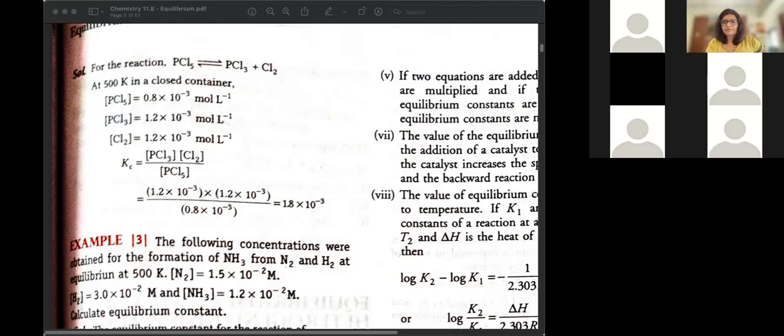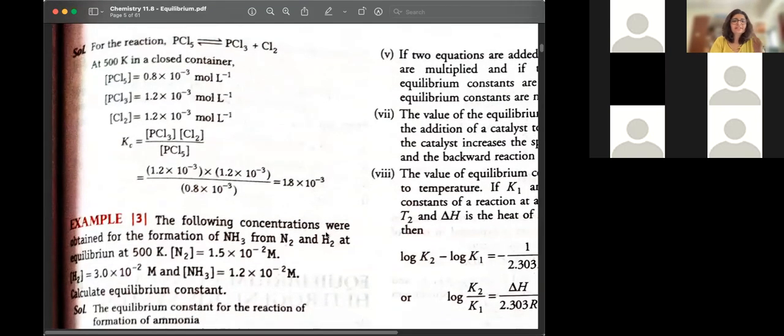Okay, where are we at? Example three. There's six of you and I have four different answers. First thing, did you guys write down the correct equation? So we're talking about formation of ammonia. So it'll be N2 plus H2 gives NH3. And second thing, did you guys remember to balance the equation? So that'll give you the correct answer.